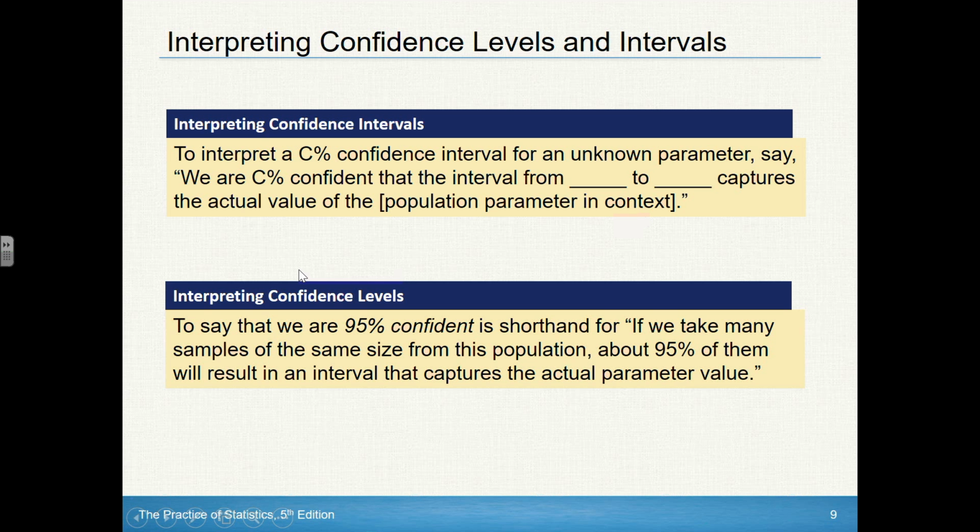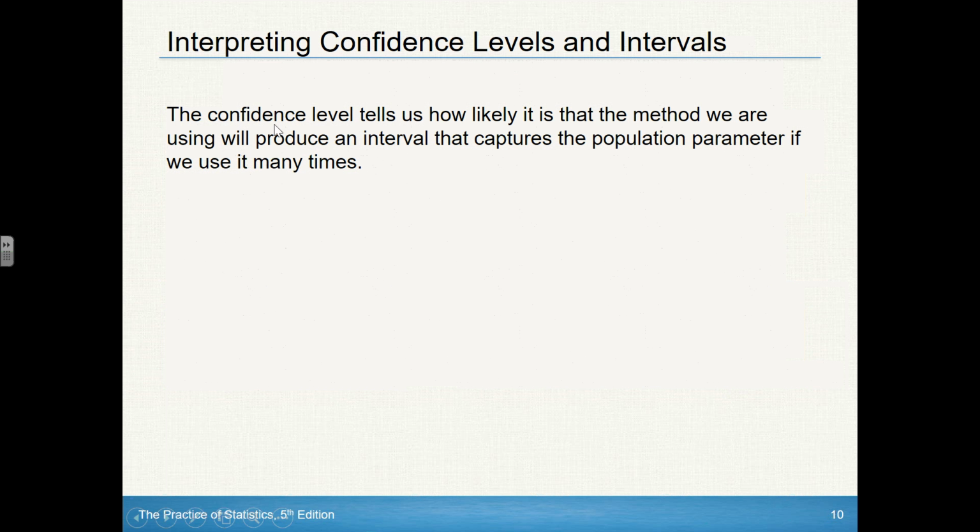All right. If you were to try to interpret that, basically it says if we take many samples of the same size from the population, about 95% of them will result in an interval that captures the actual parameter value. So the top interpretation is when you're plugging in your actual values for a confidence interval, and the bottom is a more conceptual understanding of what a confidence interval is. It says the confidence level tells us how likely it is that the method we are using will produce an interval that captures the population parameter if we use it many times.